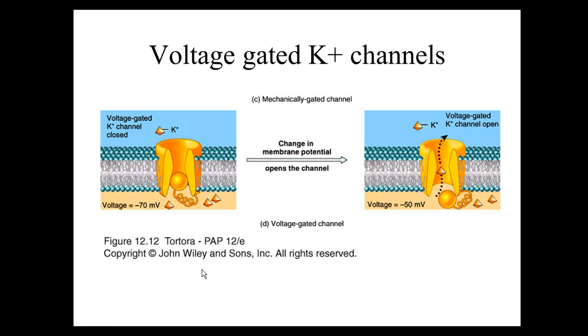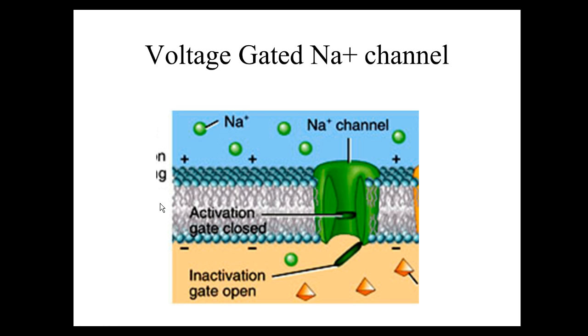Now, for action potentials to occur, they're going to depend on a different type of gate. They're going to depend on voltage gates. Voltage gates will open to a change in charge. So, as we can see in this picture, we have resting, which is -70.